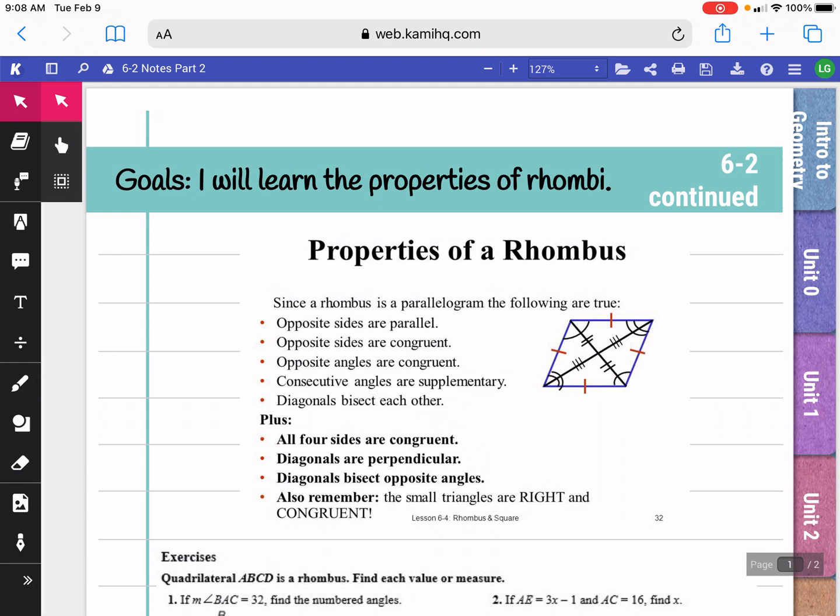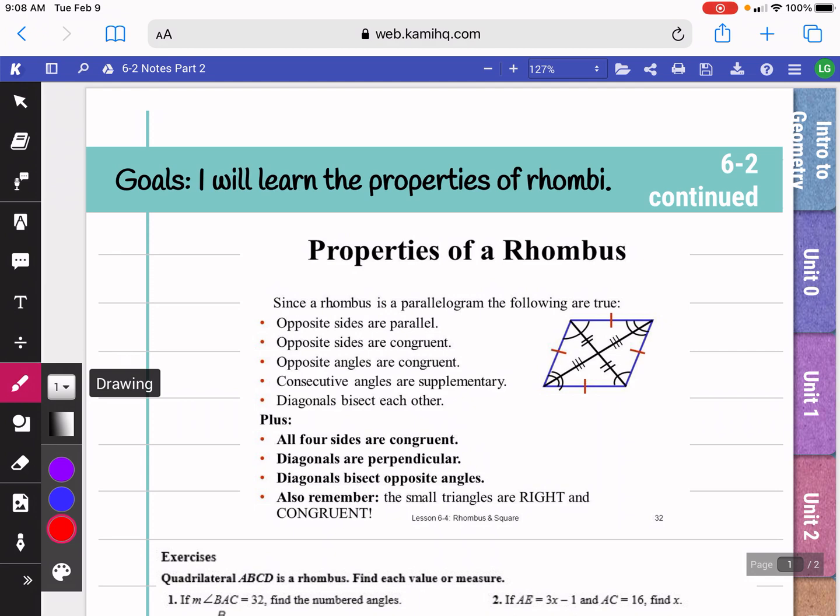So if you look at each angle, it's divided into two equal smaller angles. And the diagonals also cross and are perpendicular lines. Because they're perpendicular, the diagonals cross at perfect right or 90-degree angles. So that's what's going to help us to solve for different angles, sides, and diagonals of these rhombi.